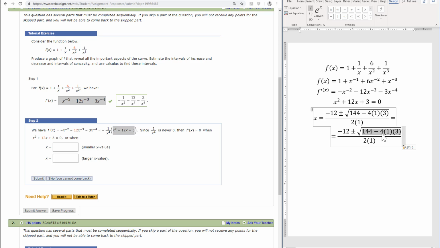So we have 4 times 3 is 12. 144 minus 12 is 138.